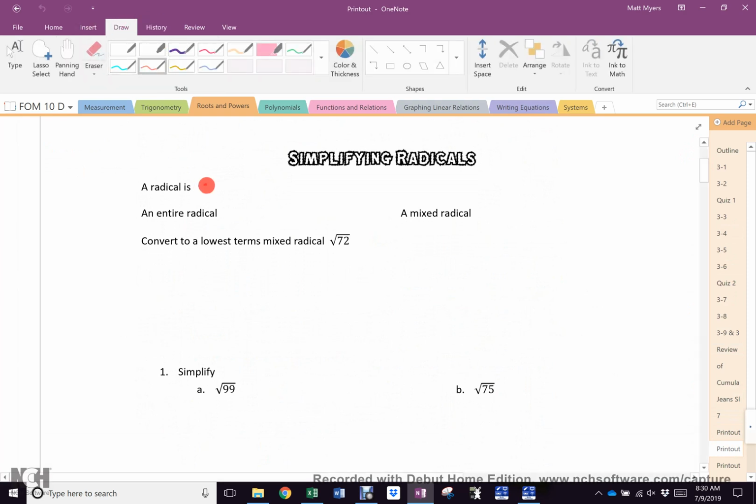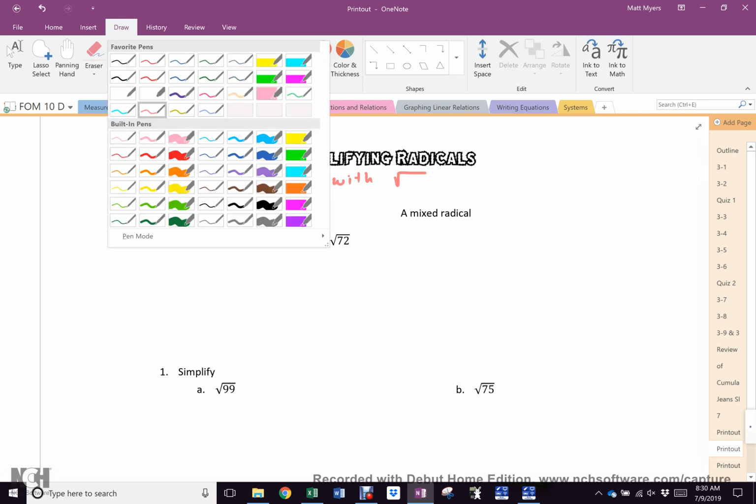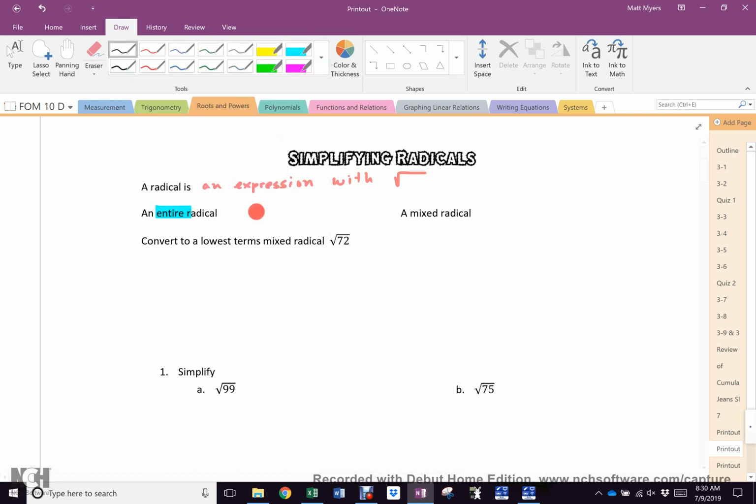A radical is an expression with that symbol in it, somewhere, anywhere. That means you are dealing with a radical. There are two types of radicals. There's an entire radical, which is just a root sign and a radicand. Then there's a mixed radical, which is a coefficient, a radical, and a radicand. What math is happening between m and this square root? Multiplication. Right.